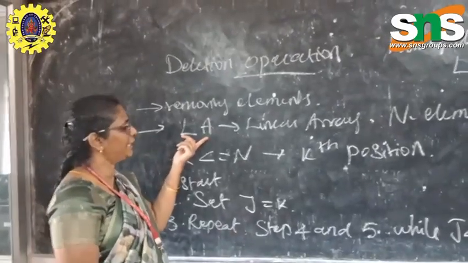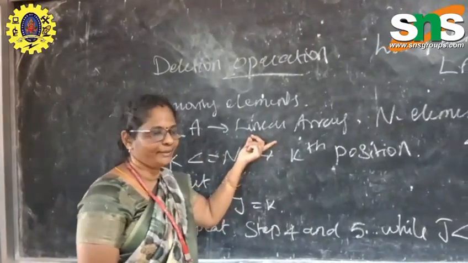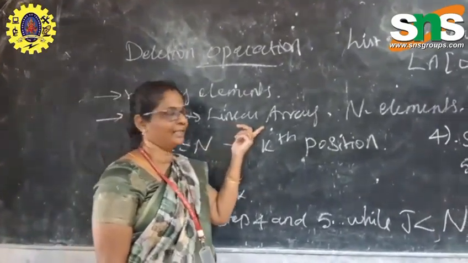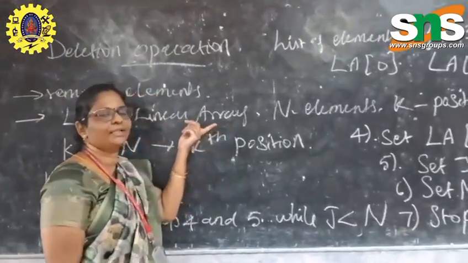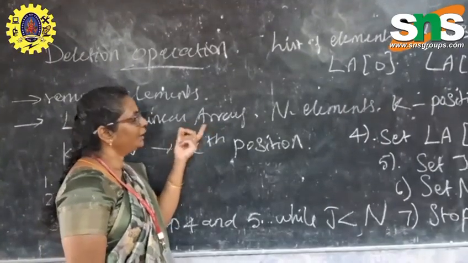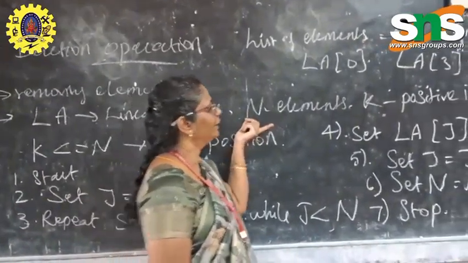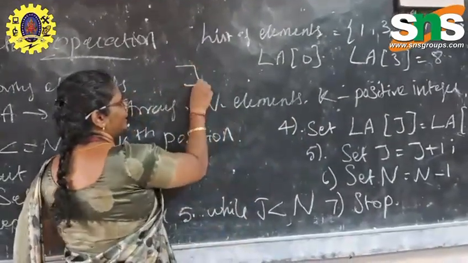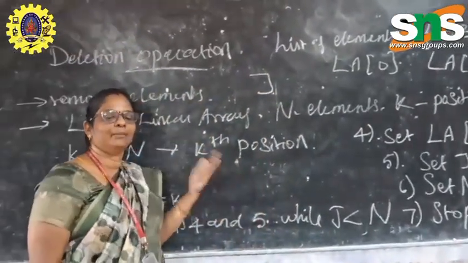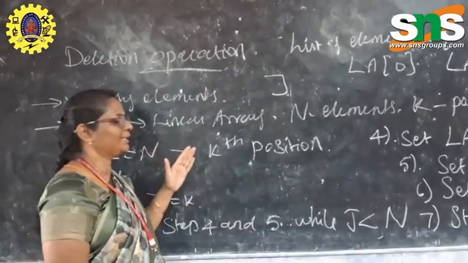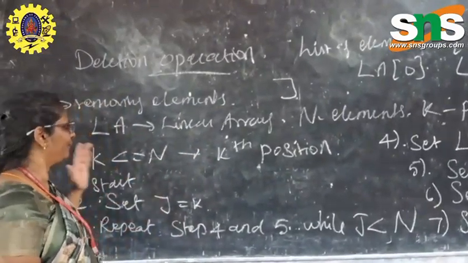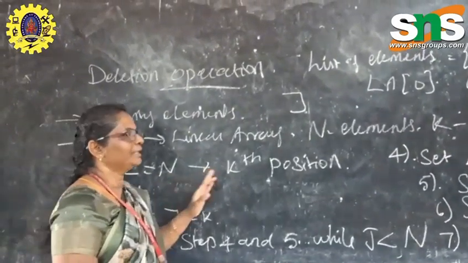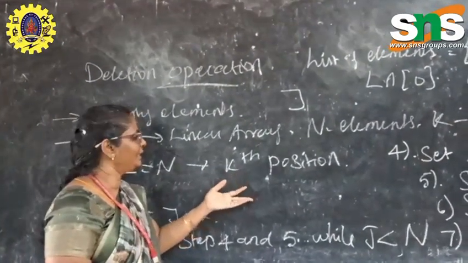Here, L is a linear array. We already mentioned this in the insert operation, and the same thing applies here. An array, you know what it is: the same data type in a linear manner. N is the number of elements, K is a positive integer, and J is a particular element. The element we have to insert or delete is called the same, or we can give it any other name. Here the condition is that K is always less than or equal to N. At the Kth position we can add or delete the element.